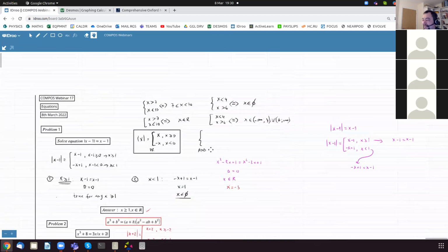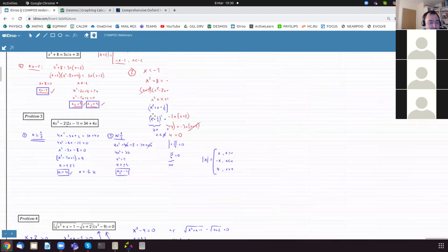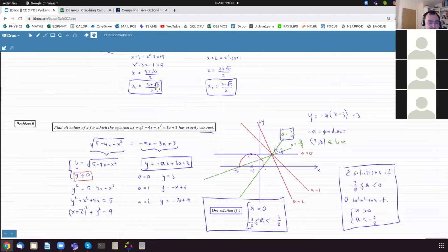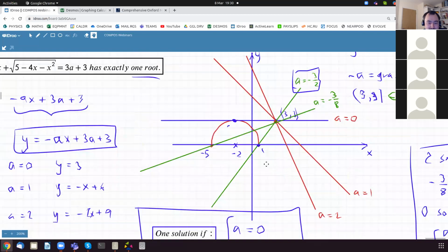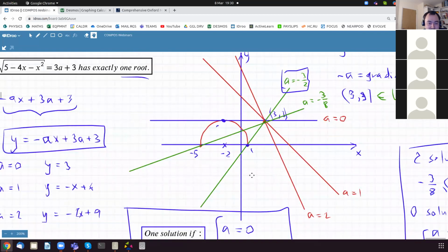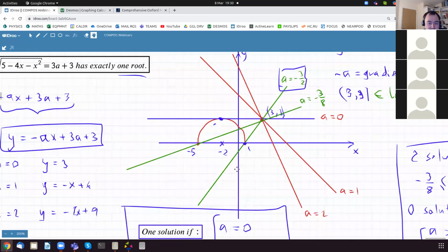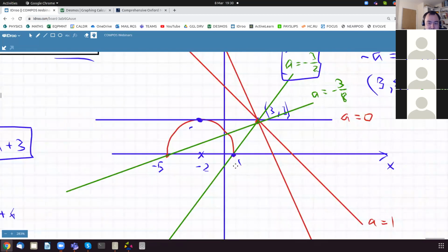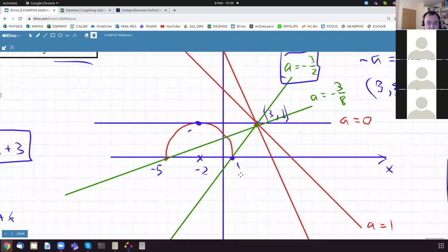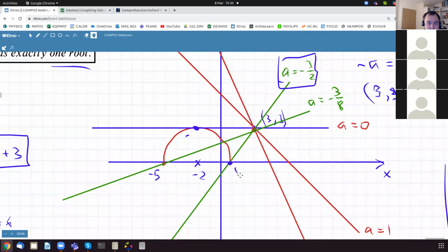Yeah. Could I ask something? You know, when you had the graph and you deduced the gradient, where you had that half circle. Yeah. I got the rest of the question. The only part that I didn't get was how you deduced the equation of the straight line. That it had to be 3, 3. It had to go through 3, 3.